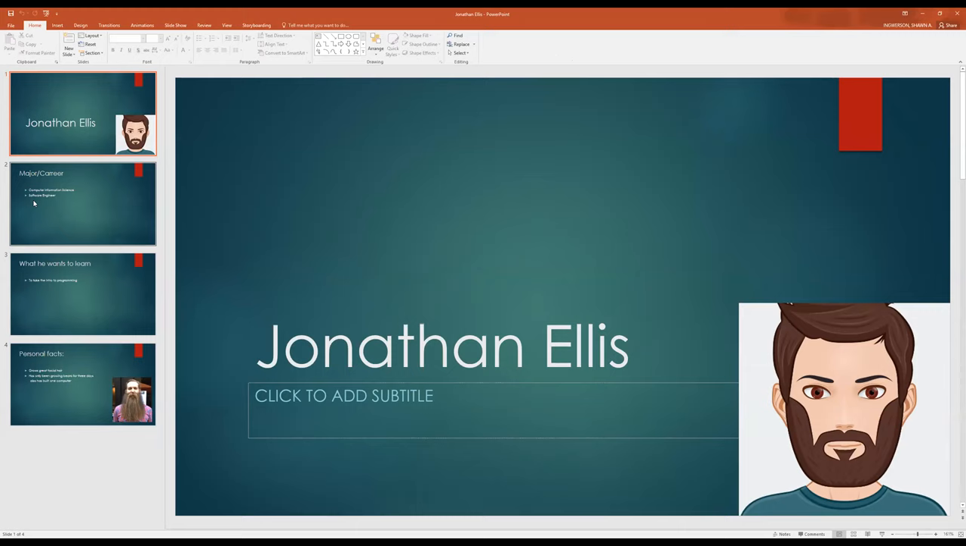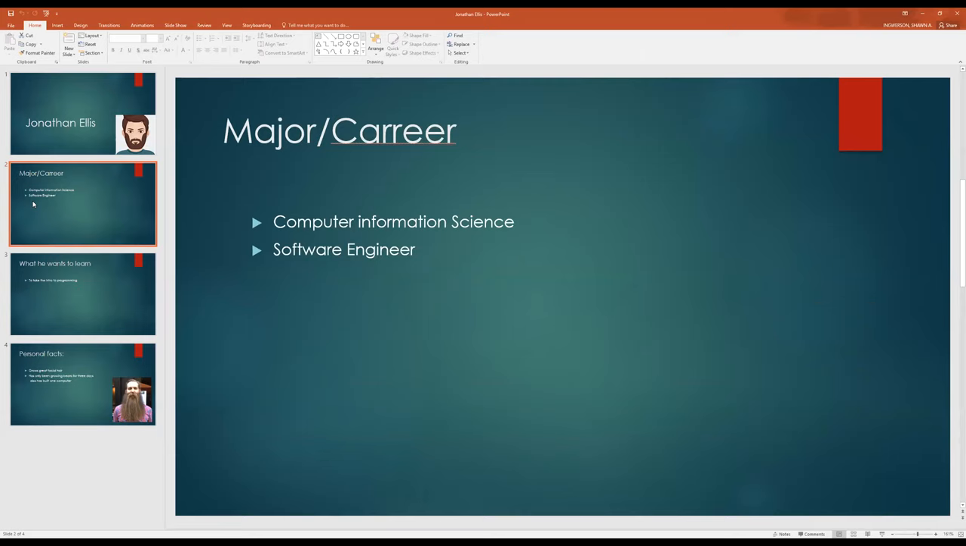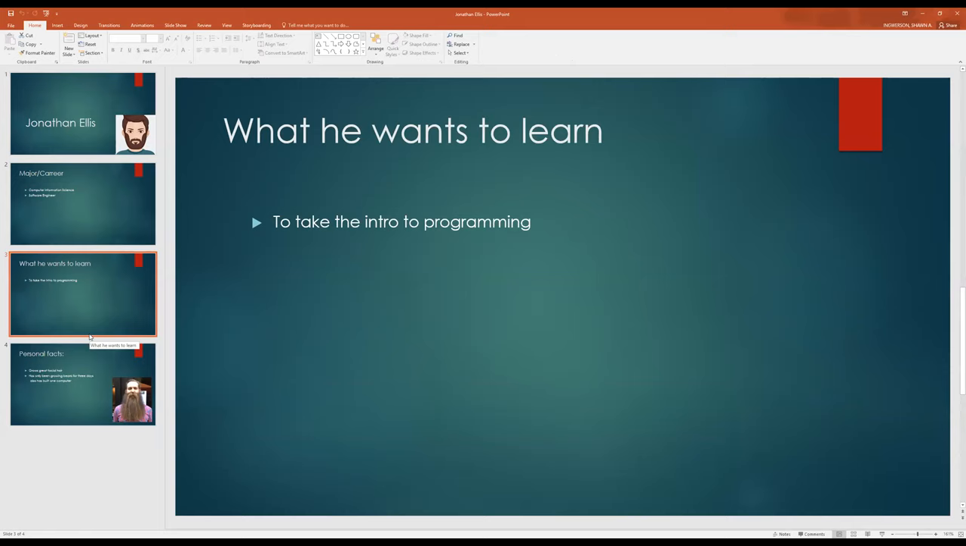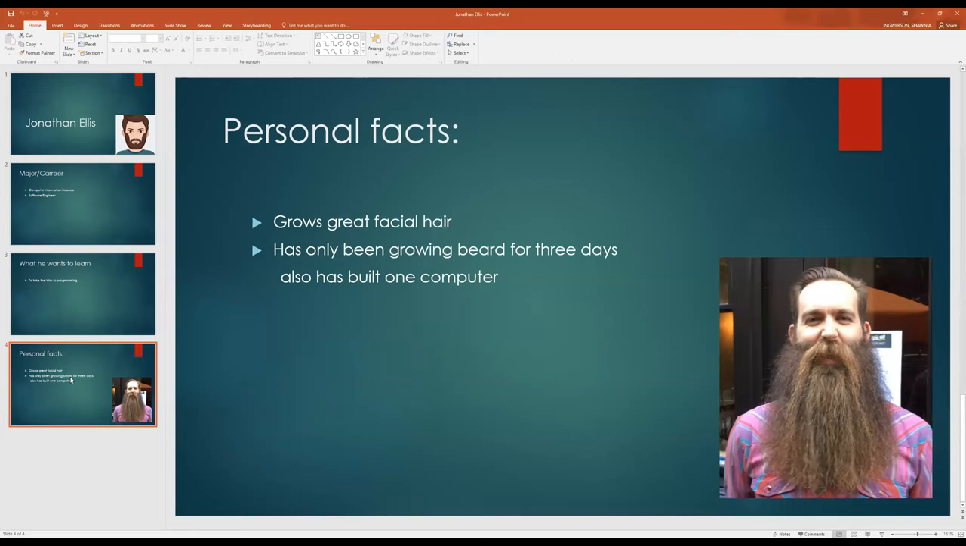Major is computer information and for software engineer. And thanks to the friend. There's some facts. But the grid is here really has. So oh my god. Yeah, took him away.